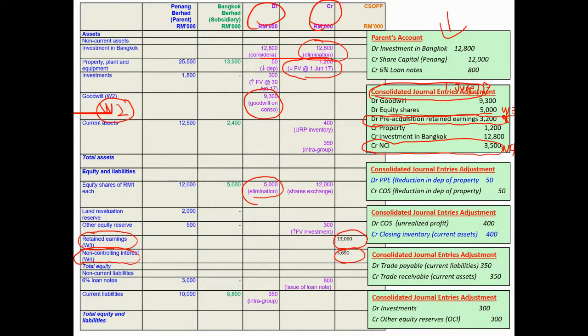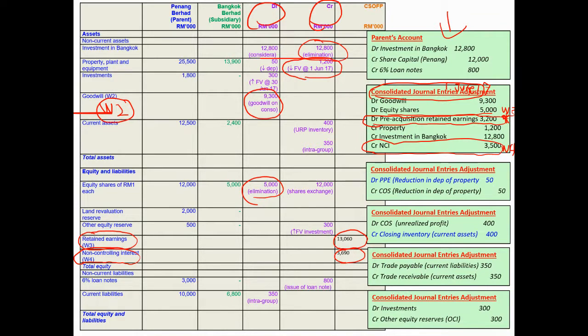For your balance sheet, do not apportion your subsidiary or Bangkok's figure. This is also another common mistake that students made in exam. Why? Because for asset, liability, and equity, when Penang buys over Bangkok, they don't buy 4 months. They buy the whole asset, they buy the whole equity, and they buy the whole liability. So you can see that the balance sheet subsidiary's figure is the full figure.